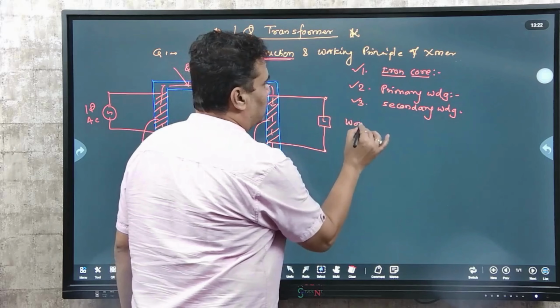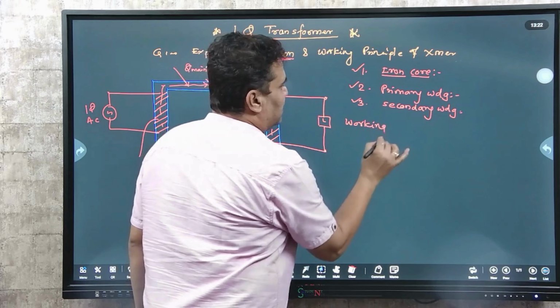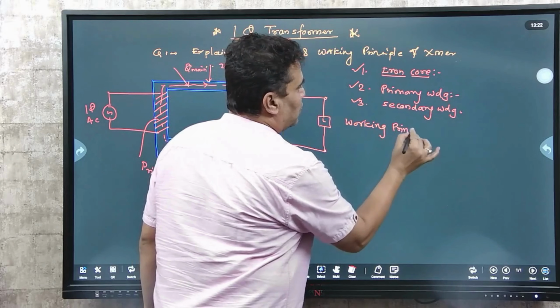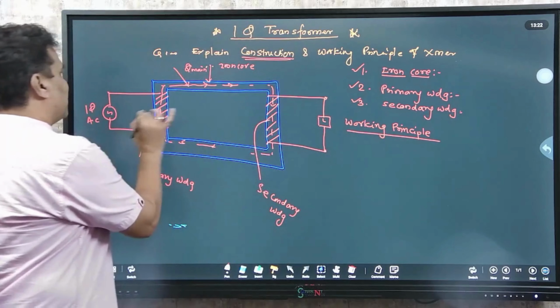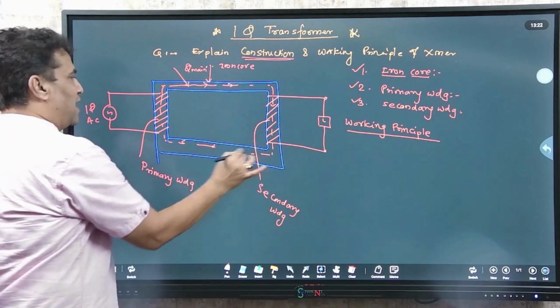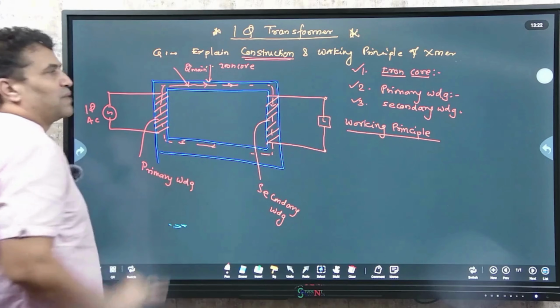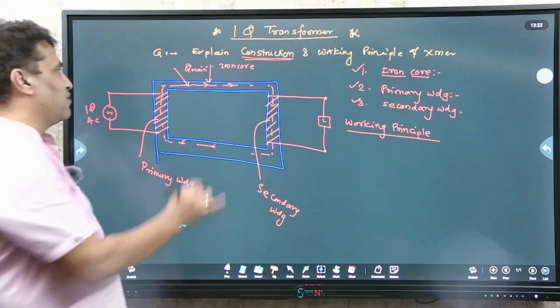You are already aware of the working principle. In the working principle, what do you have to write? First you have to explain that when we excite the primary winding, it creates alternating magnetic flux.